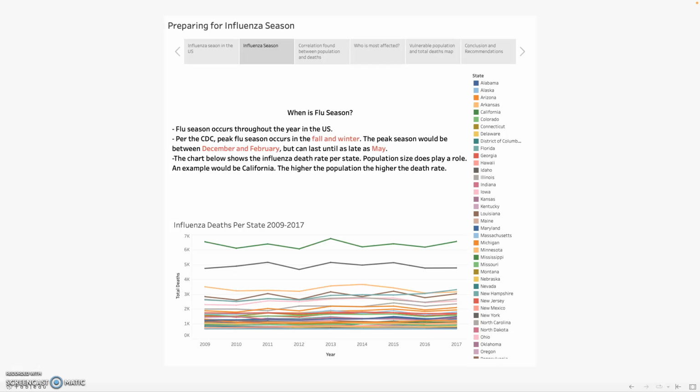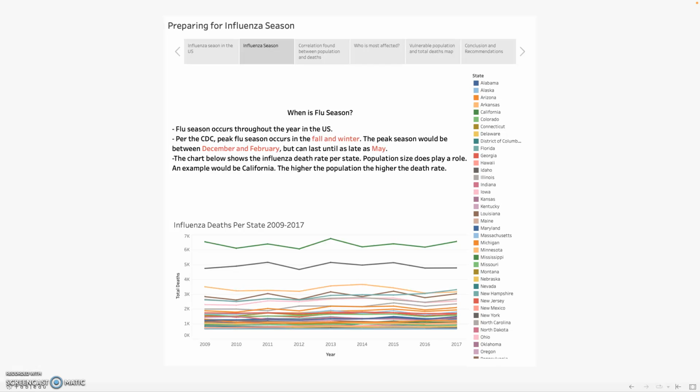And in order to know when to send the additional staff, we need to see when the flu season begins and when it ends. We know that flu season occurs throughout the year in the US, and to find out when the peaks are, I looked at the data from the CDC. According to the CDC, in the United States, flu season occurs in the fall and winter.